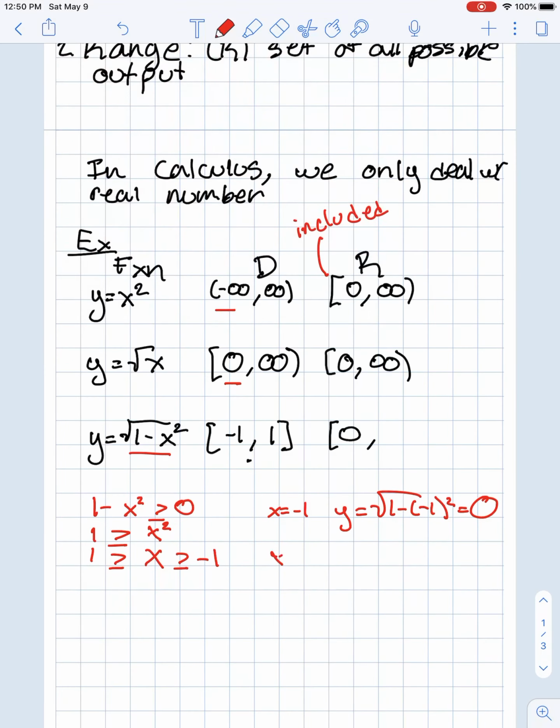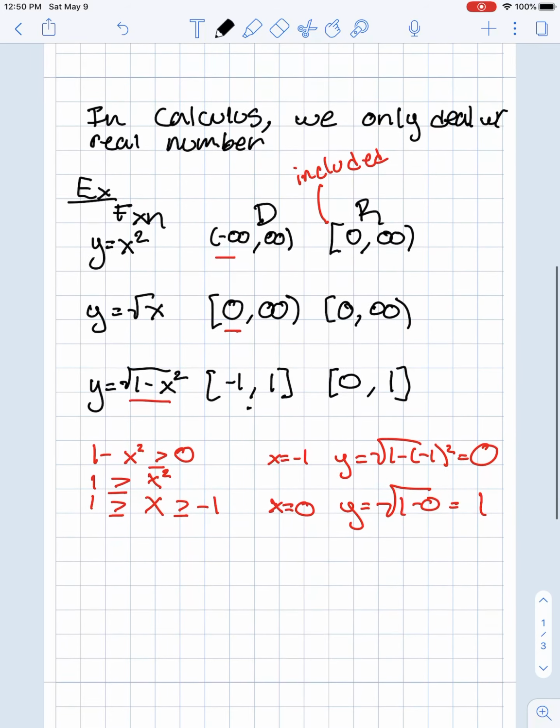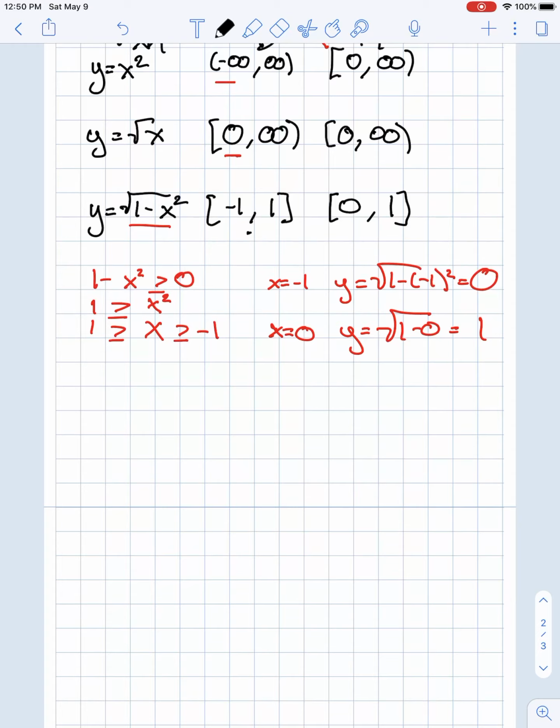And I also can see that if x equals 0, y equals the square root of 1 minus 0, which is just 1. And that's how I can get a 1 right here. Alrighty, so moving on.